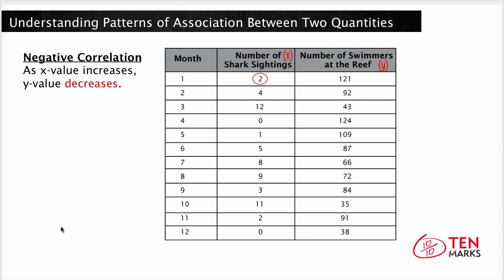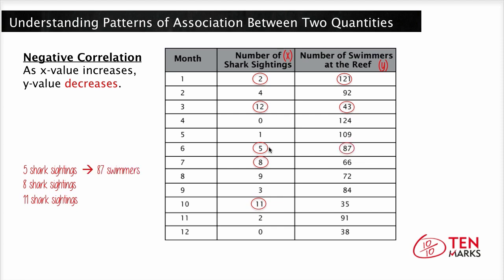When there are only 2 shark sightings, the number of swimmers is 121. When there are more shark sightings, say 12, the number of swimmers goes down to 43. So far, this appears to be a negative correlation. As the number of shark sightings goes up, the number of swimmers at the reef goes down. Now to determine if this is truly a negative correlation, you will need to test more points. So when the x value is increasing, such as 5 shark sightings, 8 shark sightings, 11 shark sightings, you could see that in general, the y value decreases.